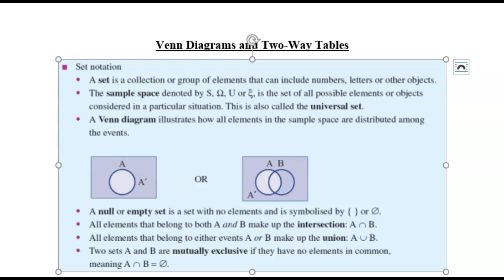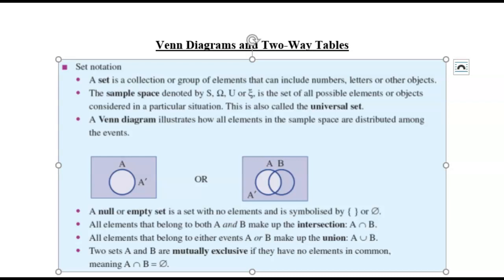Set. A set is a collection or group of elements that can include numbers, letters, or other objects. When we conduct an experiment, it could be as simple as rolling a dice. Rolling a dice is going to give us options 1, 2, 3, 4, 5, and 6. We're going to work with this example as I go through these concepts.